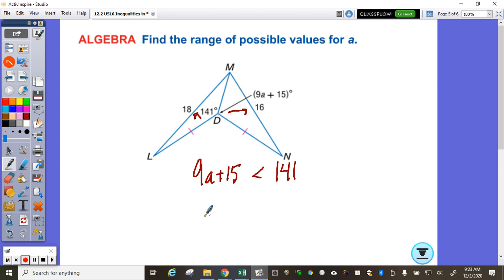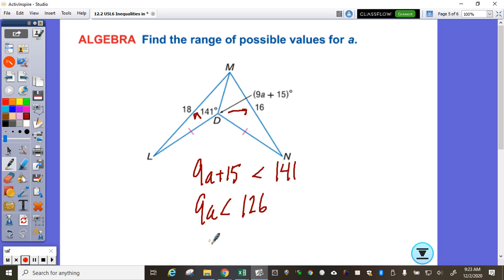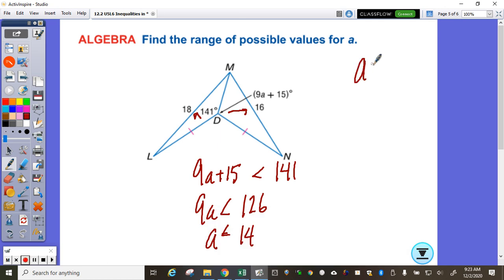141. Thank you. All right, so 9A is less than 126. So A is going to be less than 14. Okay? So A is less than 14. Do we agree with that? Yes. So every value of A that's less than 14 we're good with, right?